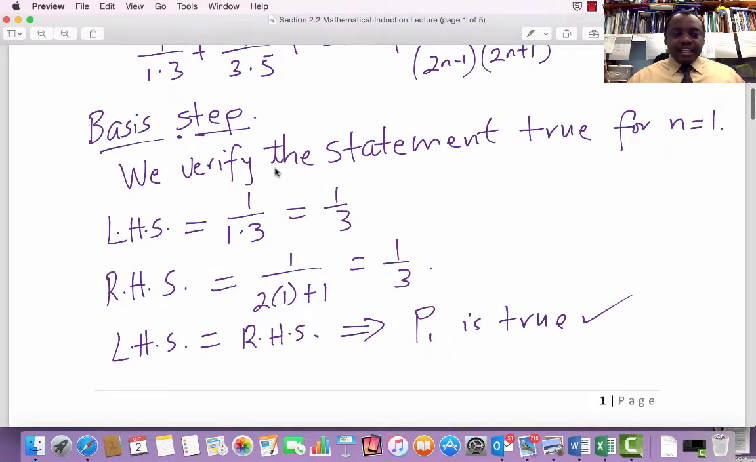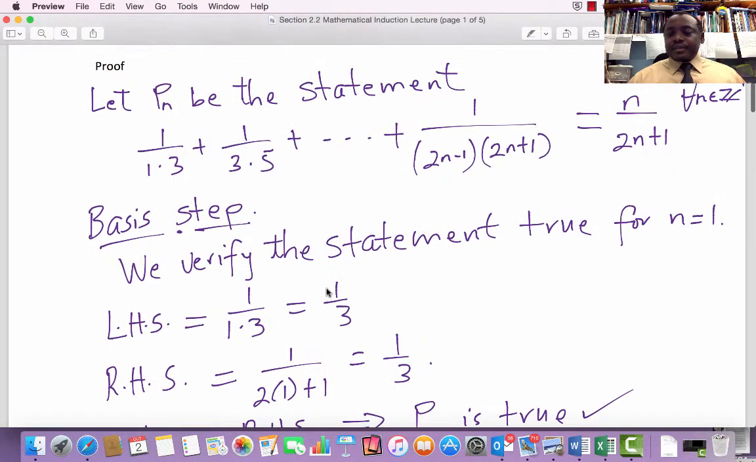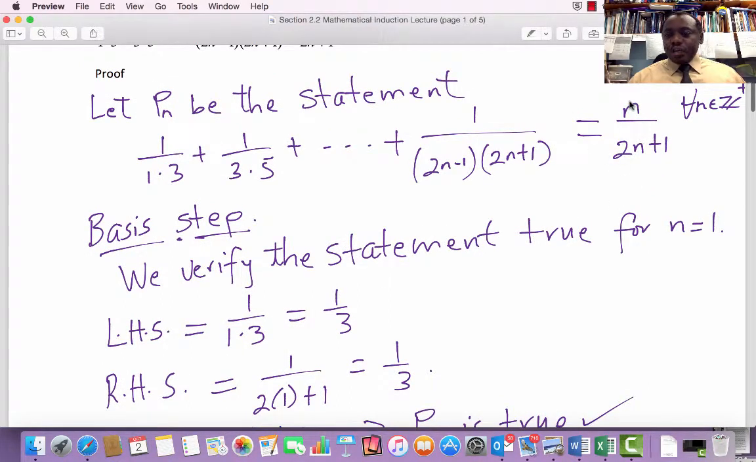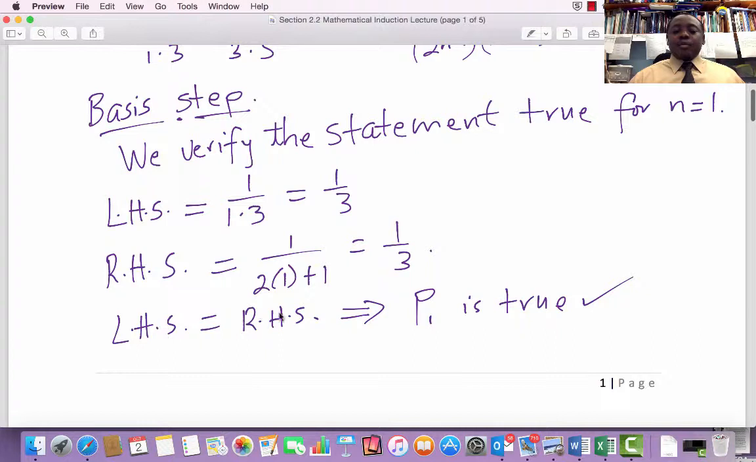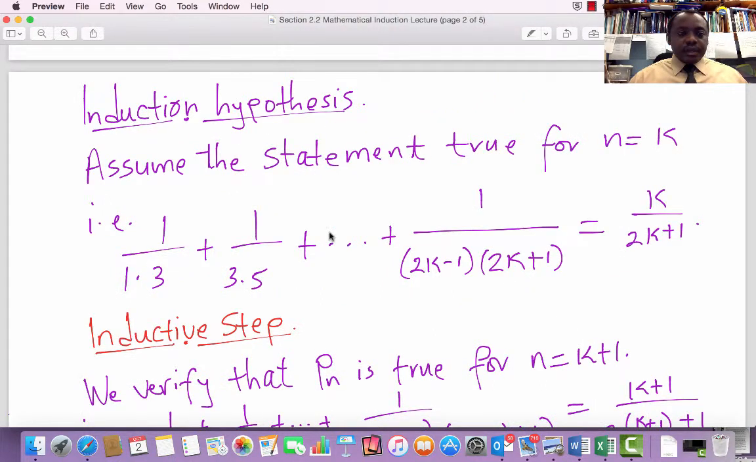We investigate. If n equals 1, then the left-hand side is 1 over 1 times 3, which is 1/3. The right-hand side is 1 over 2 times 1 plus 1. This is the right-hand side. It will be 1 divided by 2 times 1 plus 1, which is 1/3. So we have that the left-hand side equals the right-hand side, and therefore we can conclude that P1 is true. 1 down, 2 to go. That's the basis step. Step 2, induction hypothesis.